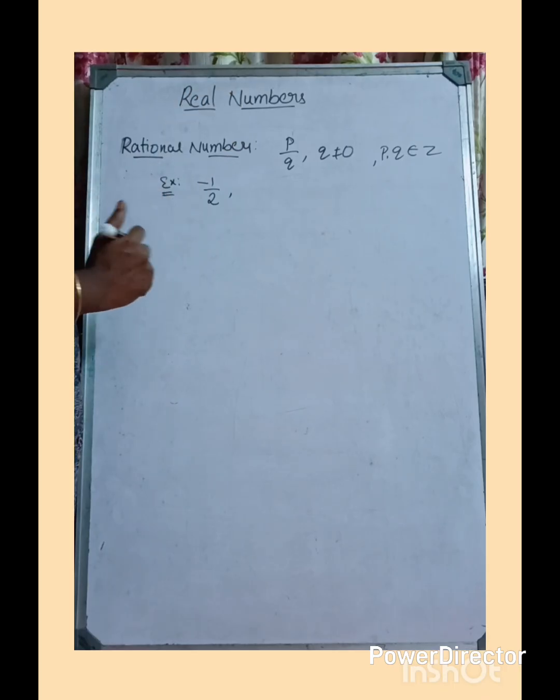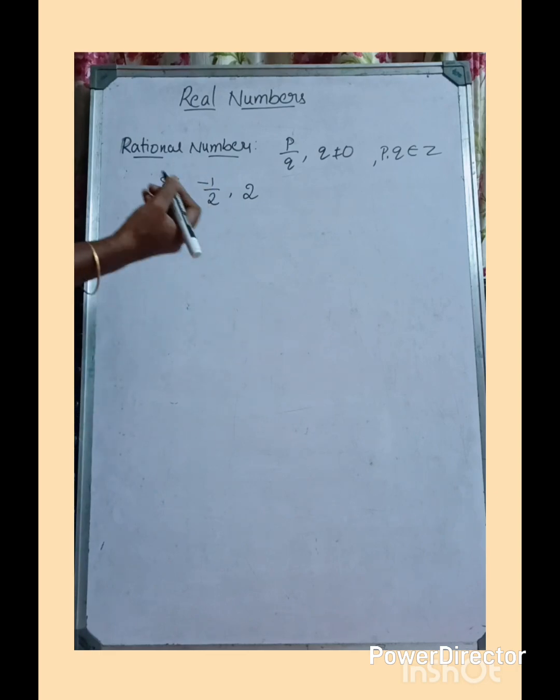So is minus 1 by 2 a rational number? Yes. Is 2 a rational number? Yes, because 2 we can write as 2 by 1. It is in the form of p by q. Okay. Now what about the irrational numbers?